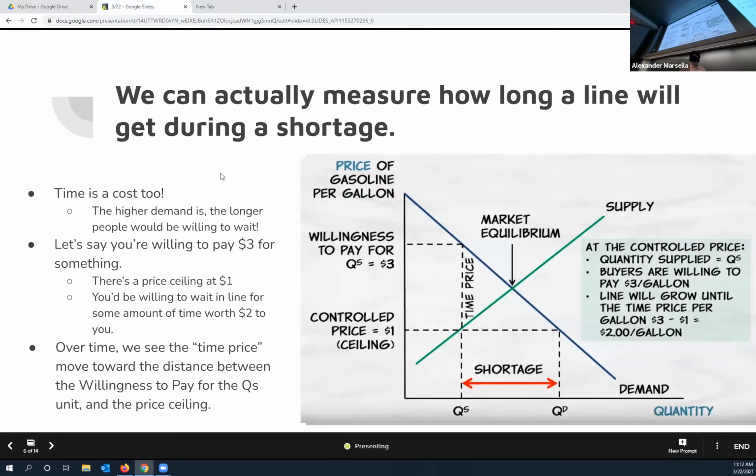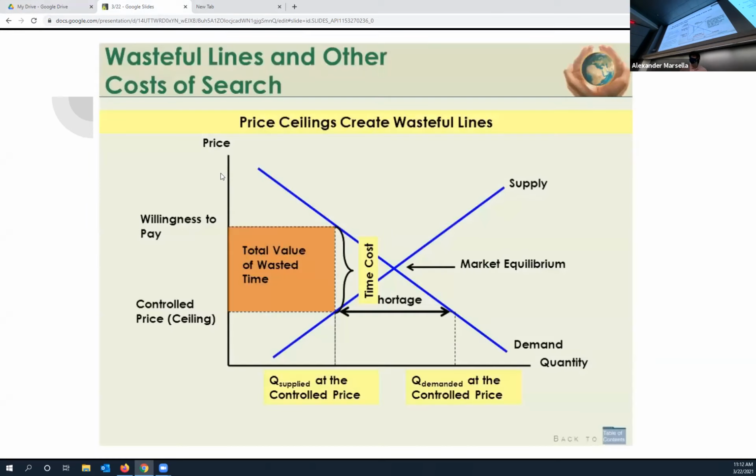Now, the numerical examples we'll do are going to be a lot easier. You'll just be given numbers, okay? Okay, so this is just another way of looking at it. You see the time cost, and you can actually measure the value of wasted time. You could take the time cost and multiply it by the actual quantity that people get. Time cost times quantity is the formula for a rectangle, right? The area of that rectangle is literally the value of all the time wasted waiting in line. So that can be measured.